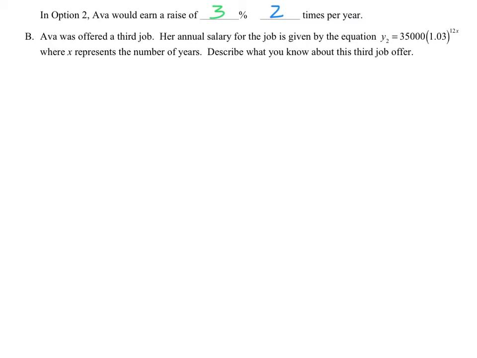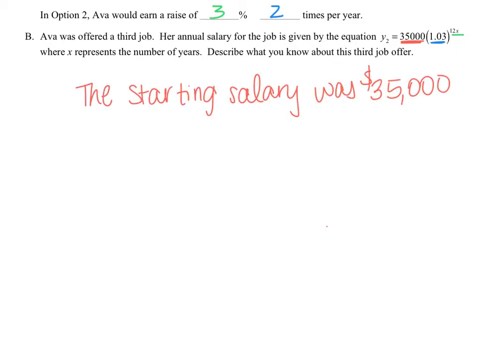All right. So you should be talking about every single number. 1, 2, 3. So that 35 at the beginning is talking about the starting salary, and we're always going to answer these in complete sentences. Okay, so the starting salary was $35,000. Then we want to talk about if it's increasing or decreasing, which is shown by your base.